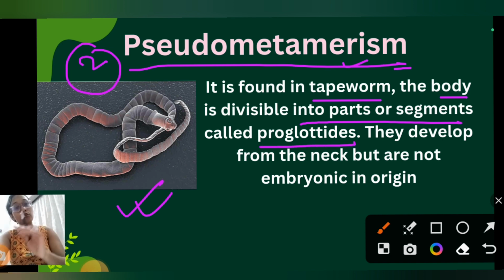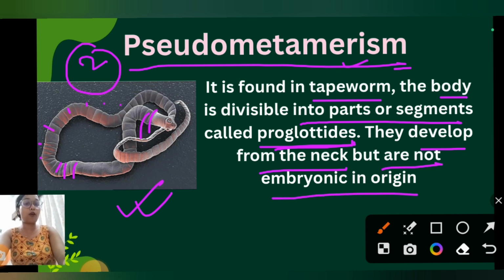So here also the body has been divided. It is divided into segments, and these segments are called proglottids. Is it clear? They develop from the neck region, so from the neck region it will start dividing. But they are not embryonic in origin.